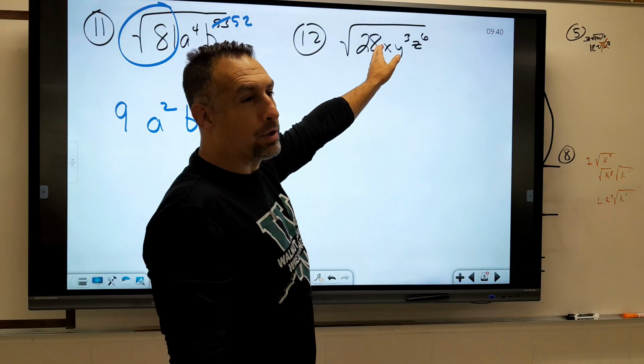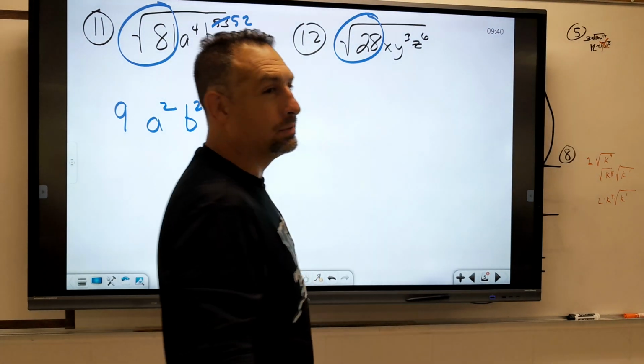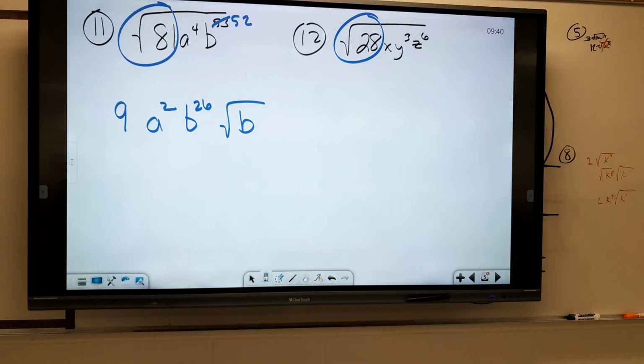All right. The square root of 28. Do this part on your calculator. Everyone type that into calculator, please. Just the square root of 28. Plug that in your calculator, please. I want everybody to do it.